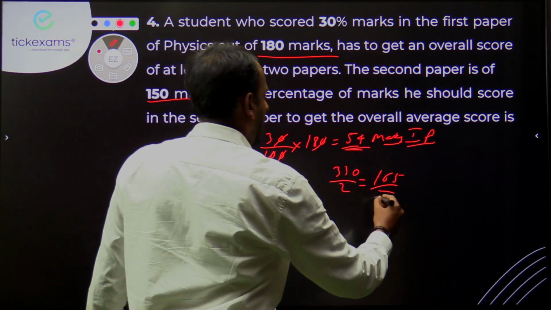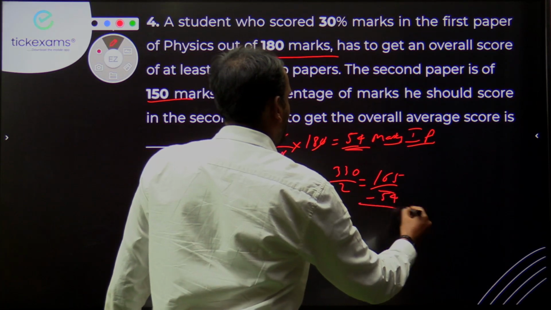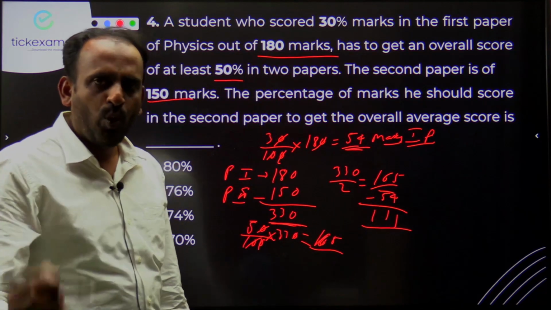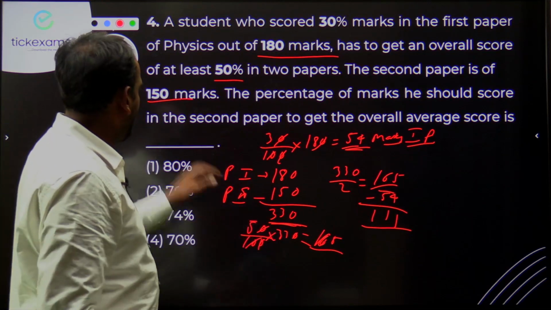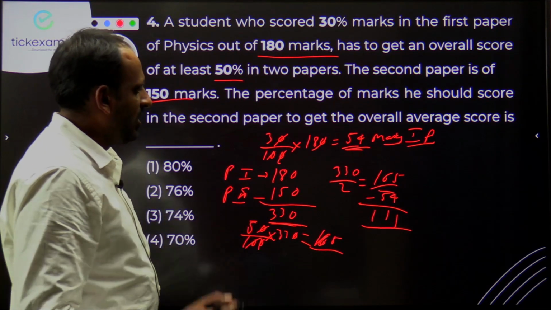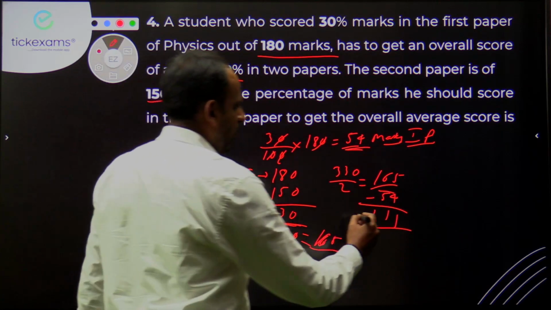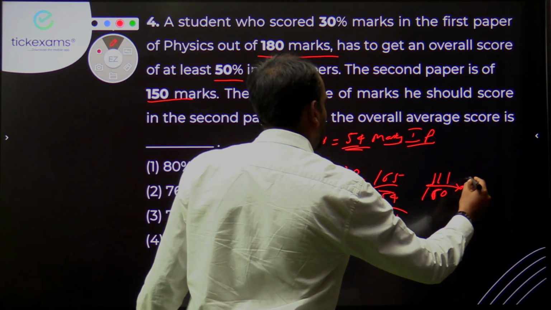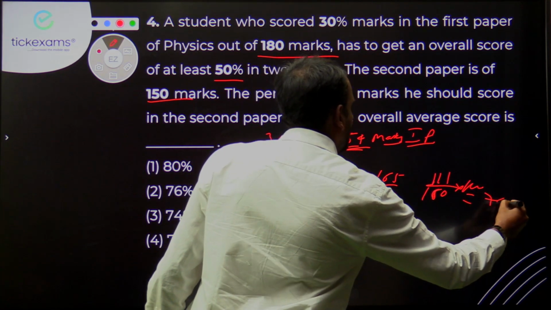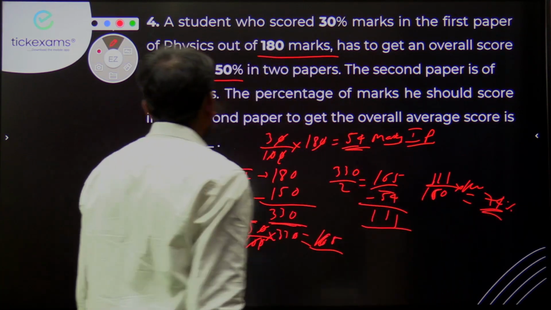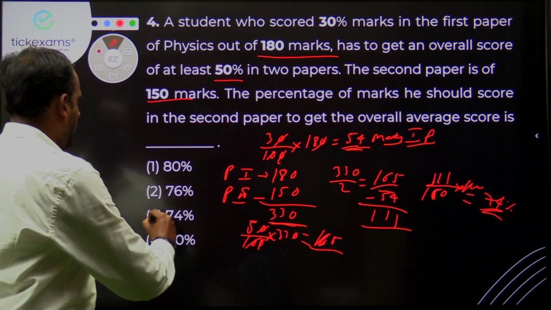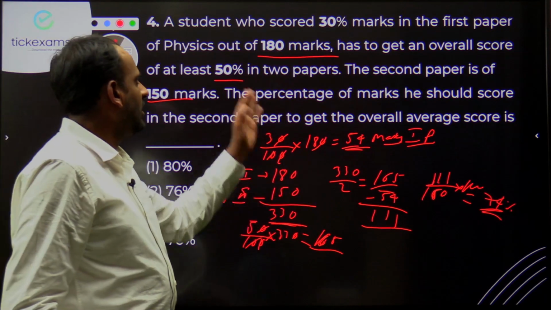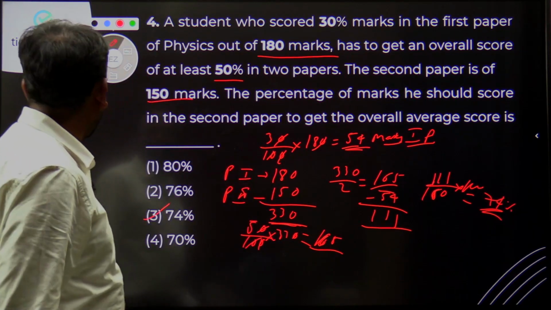He has already scored 54. So 165 minus 54, he has to score 111 marks more. The remaining paper is for 150 marks. So of that 150 marks, he has to score 111. So 111 divided by 150 into 100 will give us 74%. It means he has to score at least 74% in the second paper so that he can clear both the papers taking 50% marks.